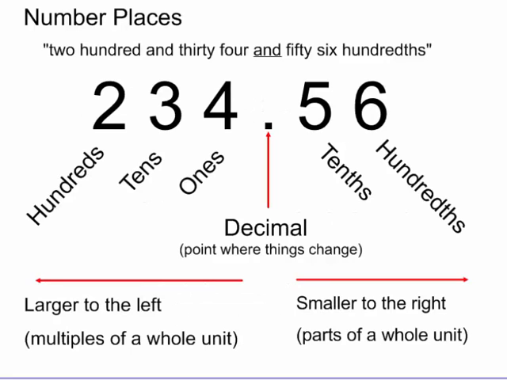So the decimal point is sort of the point where things change, no pun intended. You have a hundreds column, tens column, ones column. We've been working with that for the last few videos. When you move to the right of the decimal place, you move to tenths or hundredths. Notice the th on the end. Everything to the left of the decimal place gets larger, so they're multiples of a whole unit. As you move to the right of the decimal place, things get smaller, so you have parts of a whole unit.